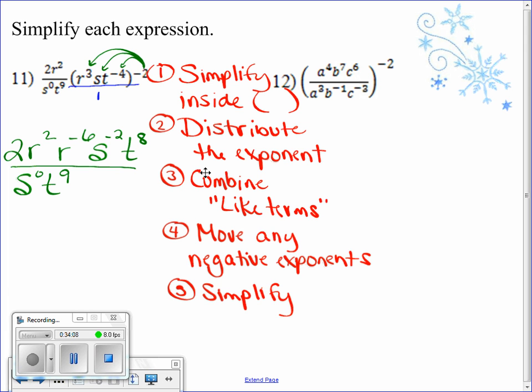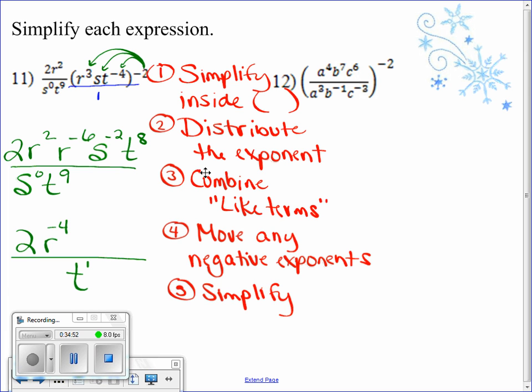Step 3, combining like terms. Again, let's clean it up a little bit. What can you put together? The R's? Good. We'll start with those. So what am I doing with my exponents? I'm adding them. What's 2 plus negative 6? Negative 4. Anything else I can put together? The T's? What am I doing with their exponents? It's division, so it's subtracting. What's 8 minus 9? Negative 1, so where should I put it? In the bottom.